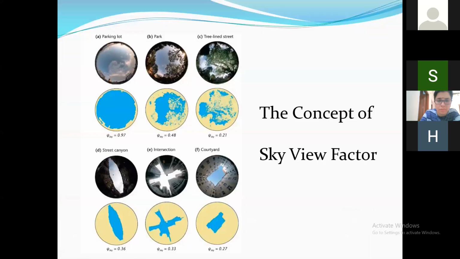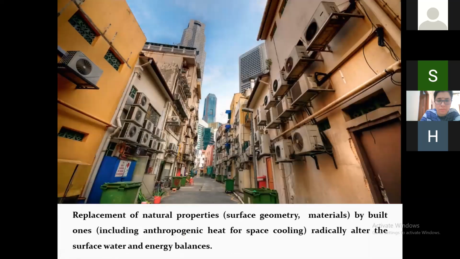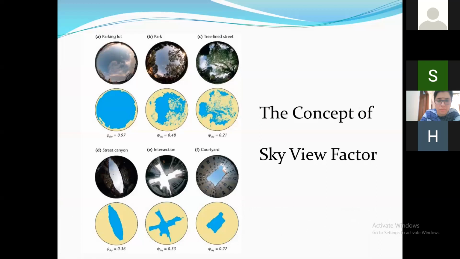So then there is another thing that you can notice in this figure. How much of the sky is visible? Very little, there is a very narrow slit. So this concept of sky view factor is also very important.